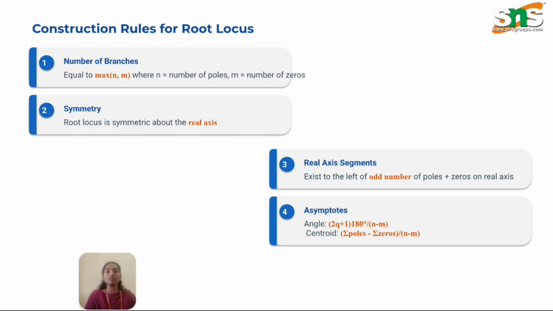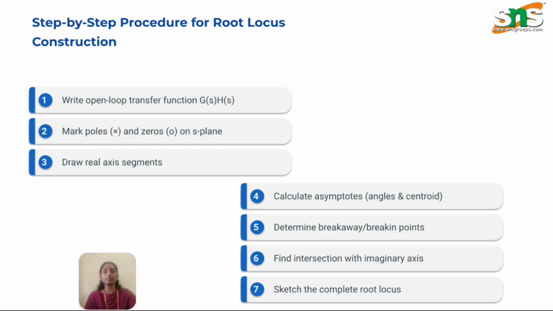And the second point is we have to find out whether the root locus lies on the real axis. So we have to plot the poles and the zeros which we have identified, and form a graph, and determine in which part the root locus lies. That will be the second step. The third step is calculating the asymptotes and centroid. After calculating the asymptotes and centroid, we have to go with the breakaway and break-in points, and find the intersection with the imaginary axis, and then sketch the complete root locus using all these values.